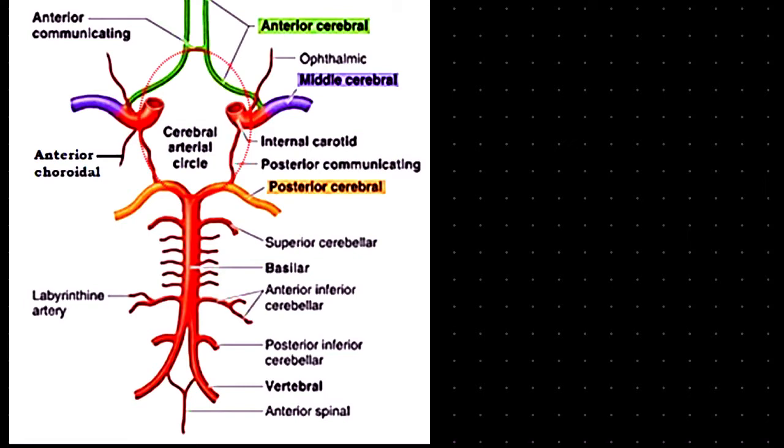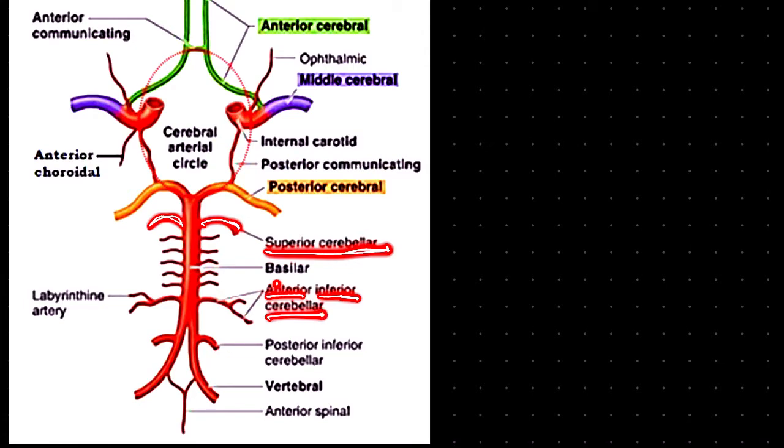Now another branch is the superior cerebellar artery. Before this we talked about the inferior cerebellar arteries, one posterior and another anterior. But now here, the superior cerebellar artery is a branch of the basilar artery. Similarly, the anterior inferior cerebellar artery is also a branch of the basilar artery.